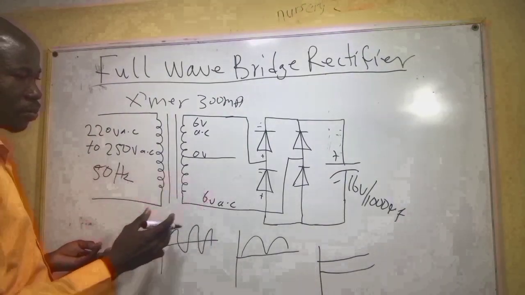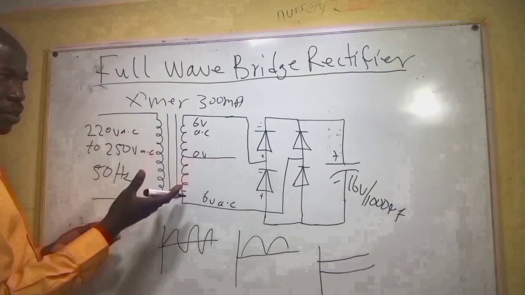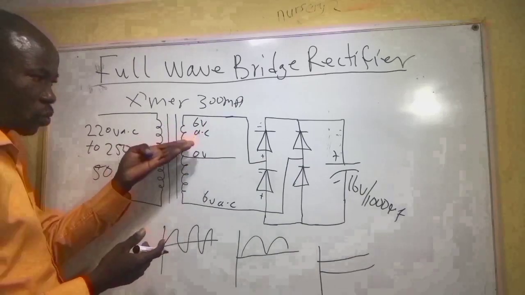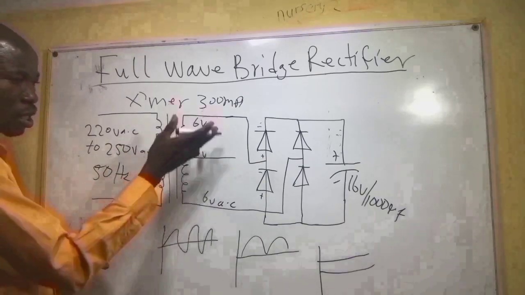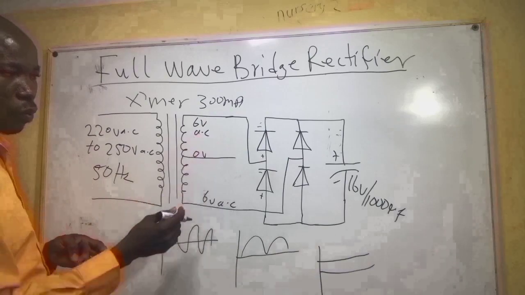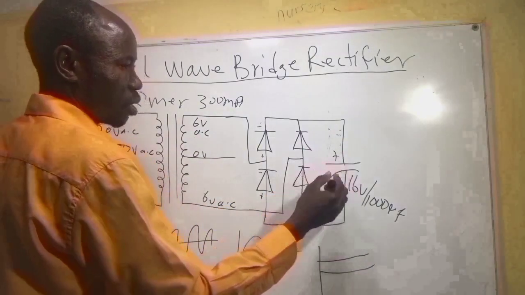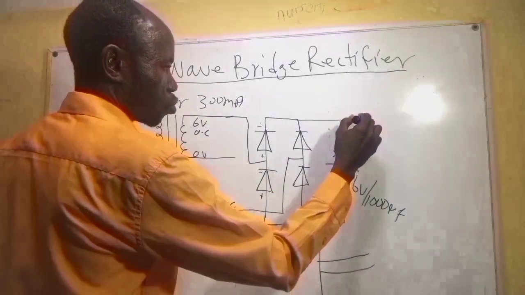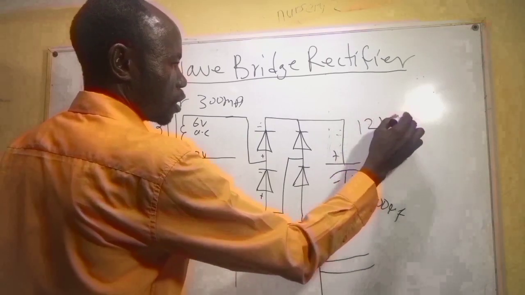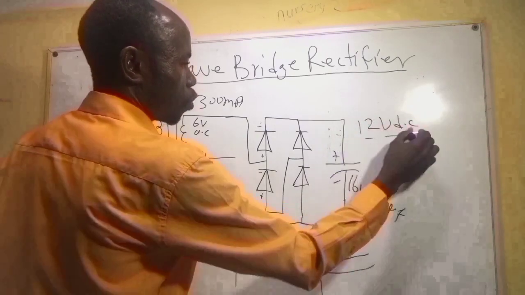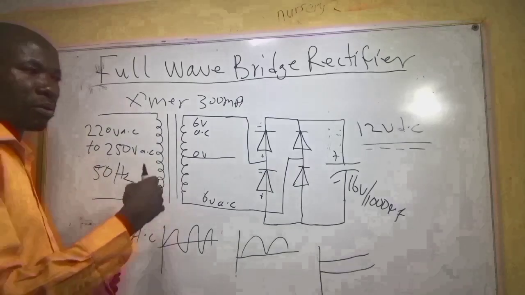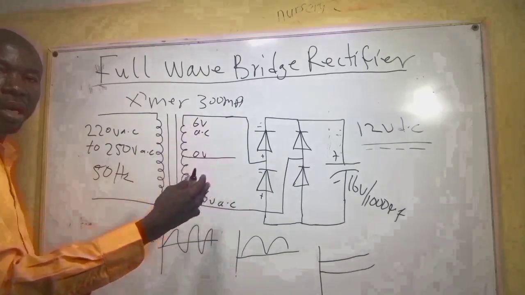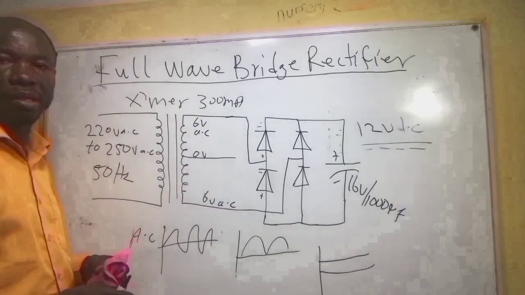This is the step down, and it has been stepped down to 6 volts AC, and I'm using the 2 sides, so it's giving me 12 volts. So here it will give me 12 volts DC. So now we can connect to our light controlling system.